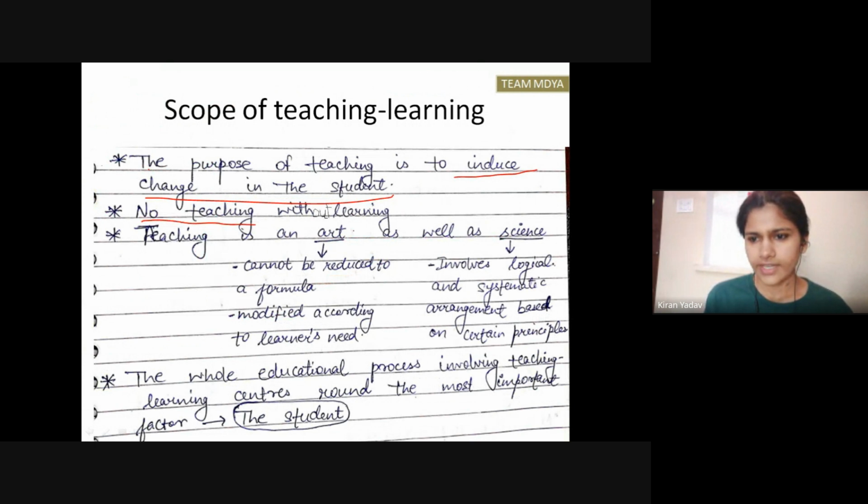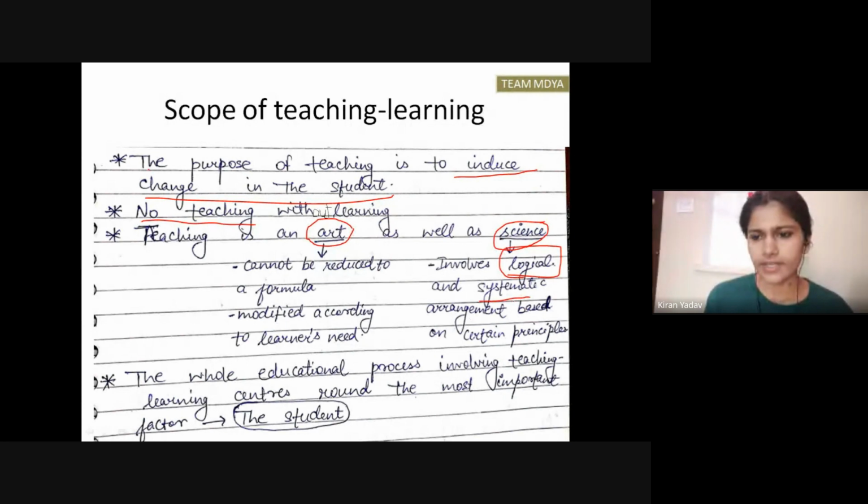Teaching is an art as well as science. Now, how is teaching an art and how is it science? It is science because it is based on certain principles. For example, whatever we study, whatever we learn, it is based on certain principles. It is not like without any base. It is always logical. When there is a subject, it will be a logical, systematic arrangement based on certain principles. So that's why it is a science.